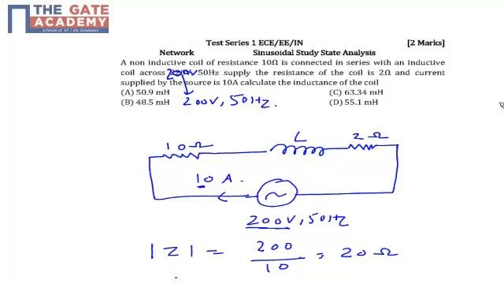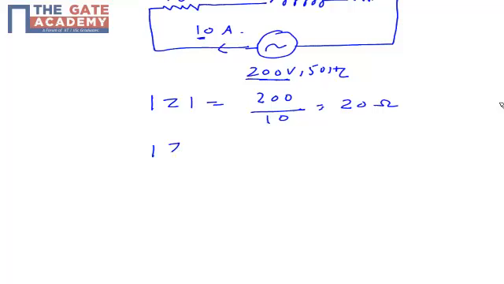And I know that in an RL circuit my mod of Z will be equal to the square root of effective resistance R square plus XL square. This is the standard impedance formula for an RL circuit.